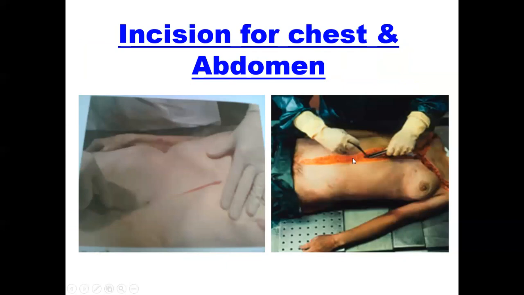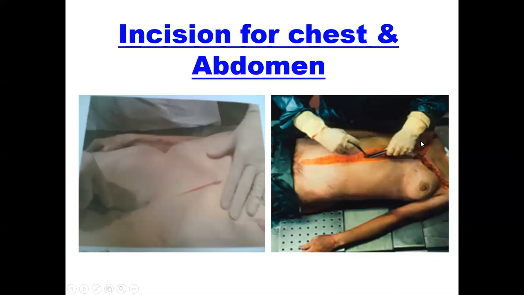Now you see the incision for the chest as well as the abdomen collectively. In this slide, this is the modified Y-shaped incision. It started from the lateral end of the clavicle and joined at the suprasternal notch. Then the straightforward incision looks totally like a Y-shaped incision, from the chest area up to the abdominal pubic symphysis.